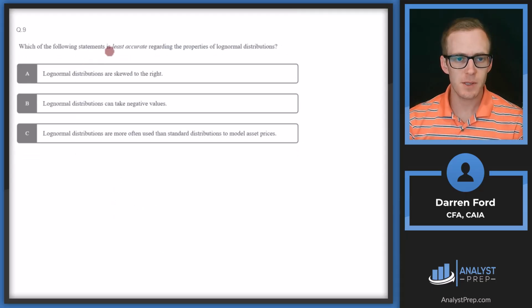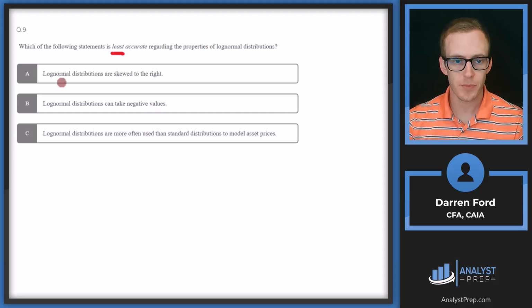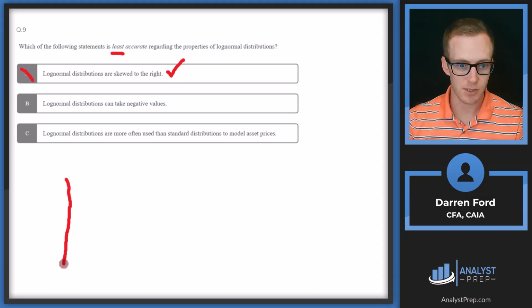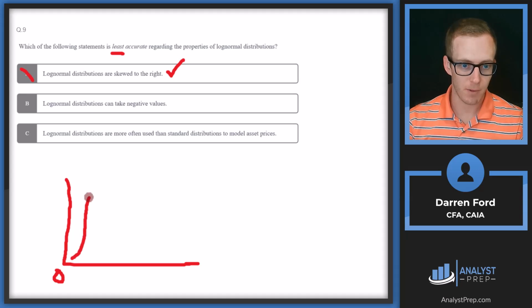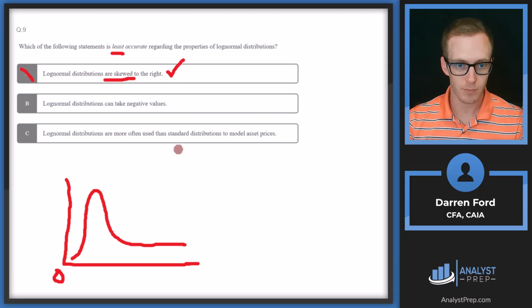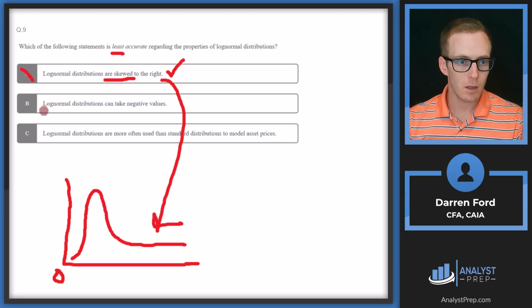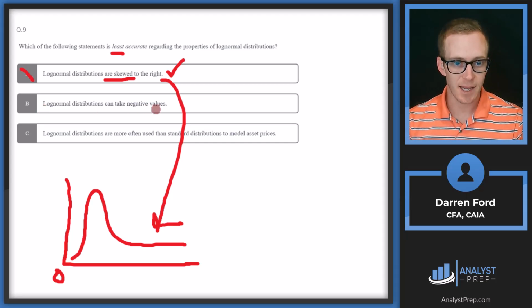Answer B. Which of the following statements is least accurate regarding the properties of log-normal distributions? So we've got least accurate, so 2 of these will be properties. So we've got A, log-normal distributions are skewed to the right. That is going to be an accurate statement, so we can rule that out. A log-normal distribution is normally going to look something like this, where you have this as 0, and it's going to kind of hump up like this, and then it's going to have this long right tail. So skewed to the right is what that looks like.